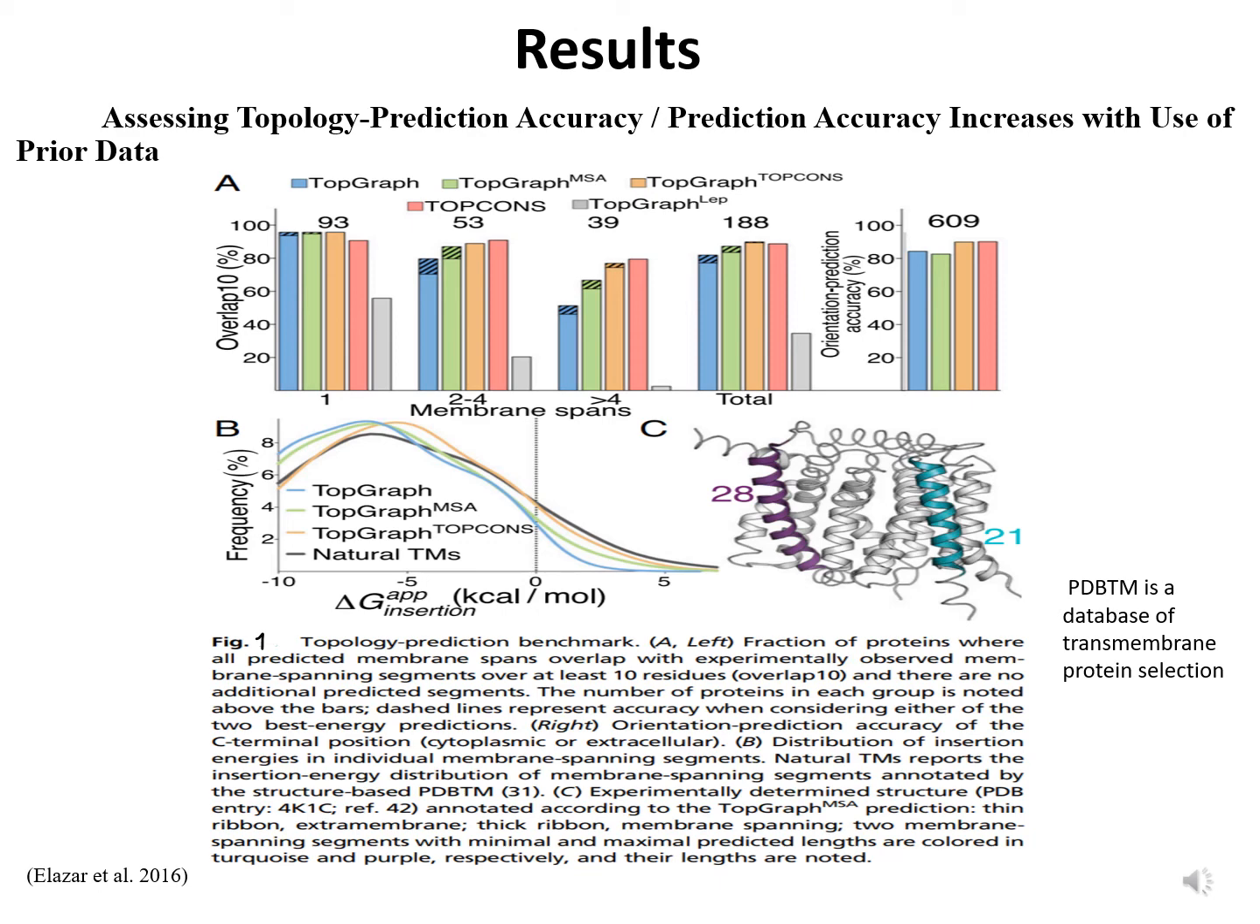They compared the performance of TopGraph and TOPCONS, which is a topology predictor that used the consensus of 5 statistical predictors in these 3 tests. Letter B is the distribution of insertion energies in individual membrane spanning segments, and C is the experimentally determined structure annotated according to the TopGraph MSA prediction.